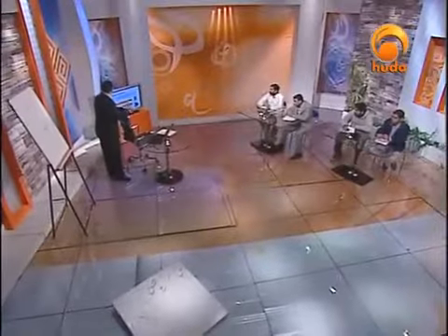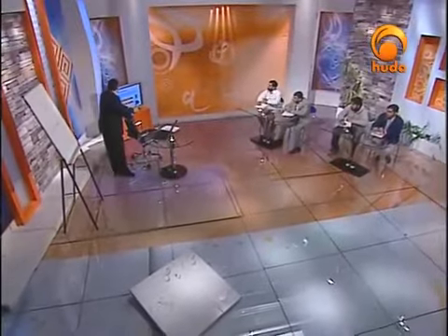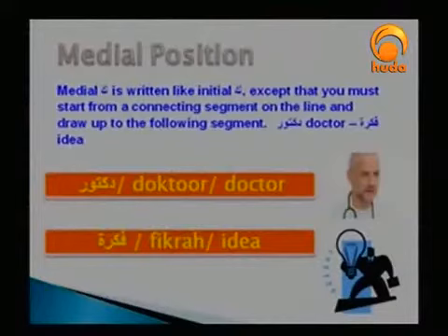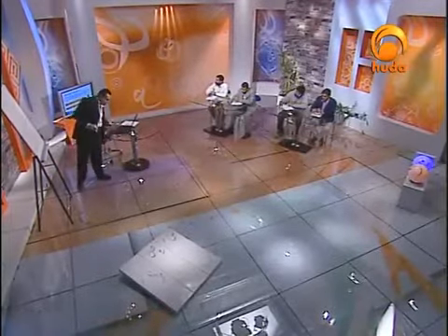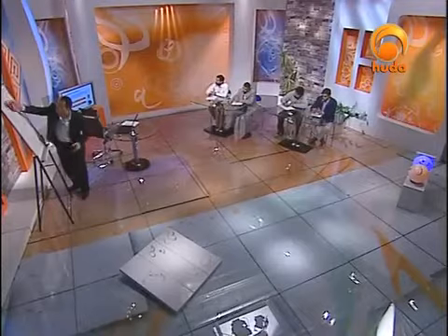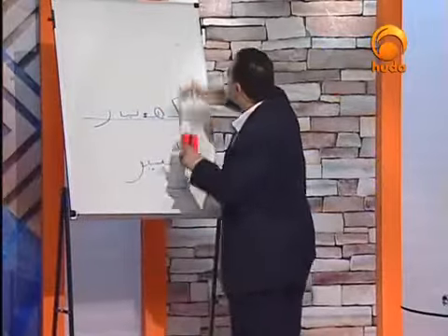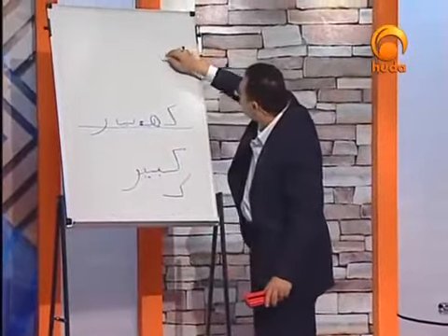I would say Fikra. Or probably we can say Doctor. In medial position, Ka is written like initial Ka, except that you must start from the connecting segment on the line and draw up to the following segment. Doctor. Let me start writing the word Doctor. I would write that here in this way. Can you see this? How many letters do we have here?